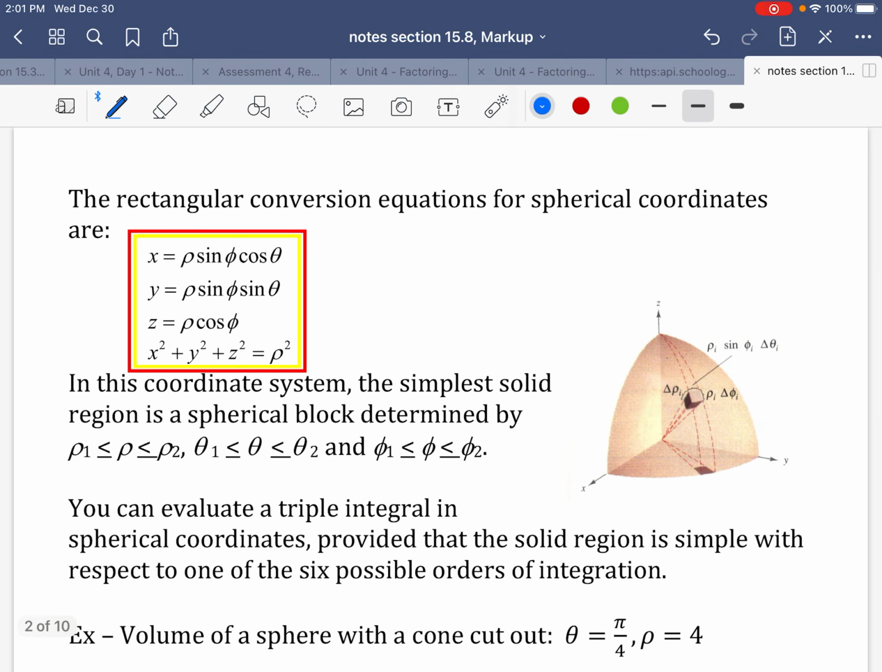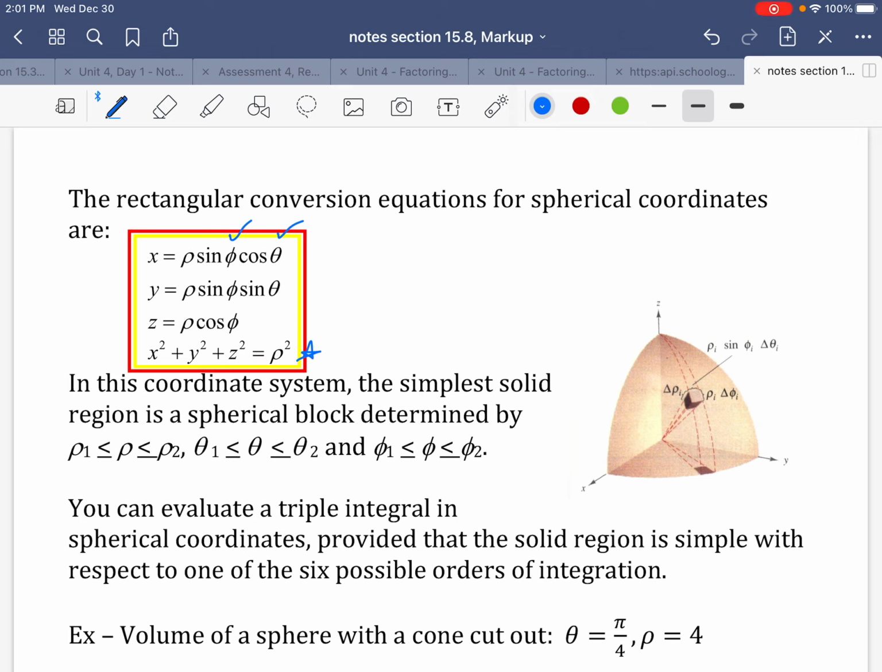All right, so here are your conversion equations for spherical coordinates. There is your sphere down here. If you have an x in rectangular coordinates and you want to change it to spherical coordinates, you use rho sine phi cosine theta. So make sure that distinction is there with the two different variables right there. And if you want to replace y or z, there they are.